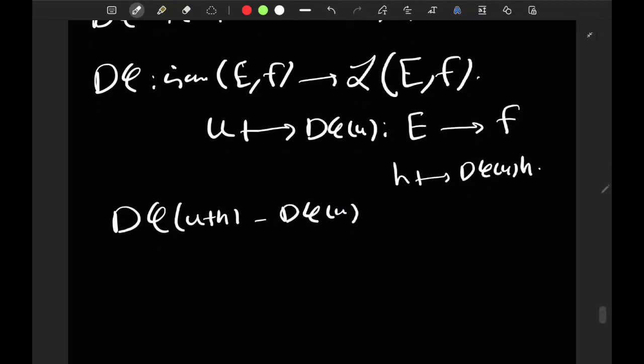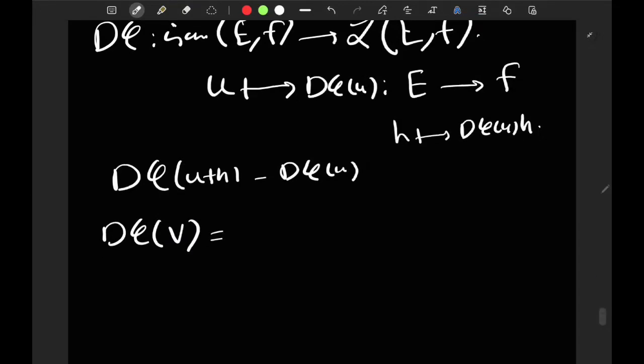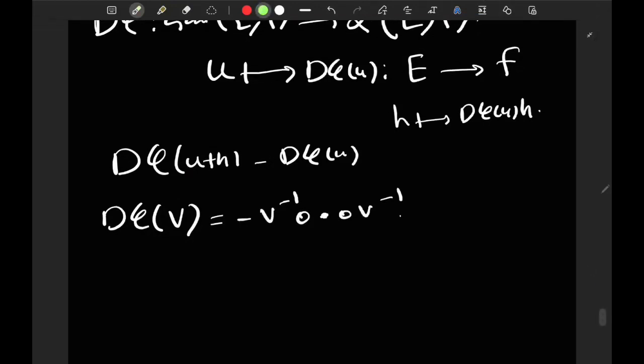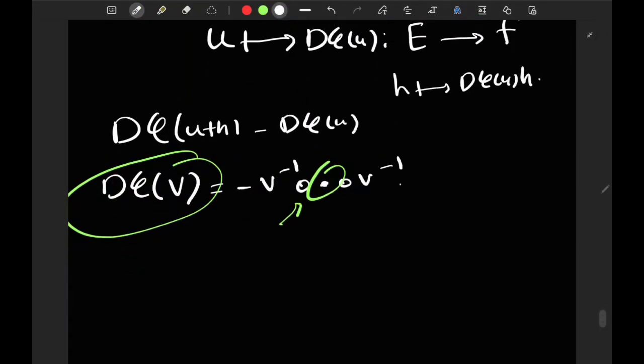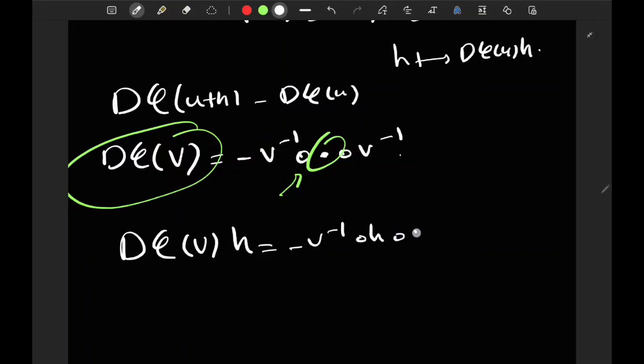Now let's look at this thing. dφ of V generally is what? This thing is minus V inverse composed with, say, a dot, composed with V inverse, because the dot represents a placeholder for a variable. In fact, dφ of V as such is incomplete. It needs one more variable in order to become a fully fledged vector inside one of our known vector spaces. So we say dφ of V at H is minus V inverse, around H, around V inverse.